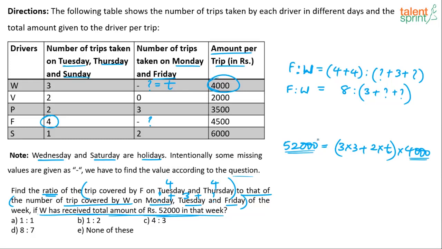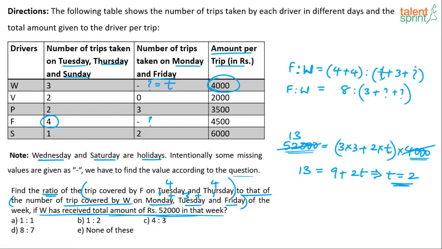So if you divide 52,000 by 4,000, you will get the number of trips. Those number of trips are equal to what? 3 trips each on Tuesday, Thursday, Sunday, and T trips on Monday and Friday. So 3 into 3 plus 2 into T. Now simplify. 4,000 goes how many times here? It goes 13 times. So 13 is equal to 3 into 3, 9, plus 2 into T. Which implies T should be equal to what? 13 minus 9 is 4. 2T is 4. So T should be equal to 2. That T is nothing but the question mark that we have here.